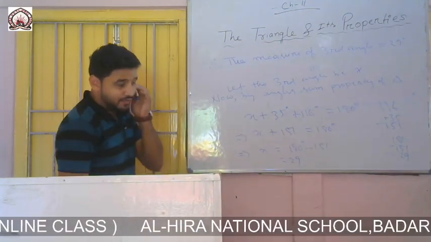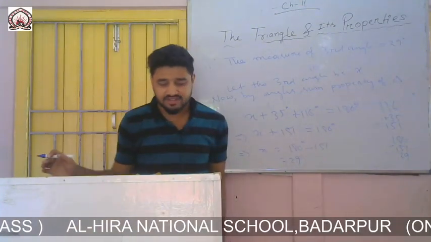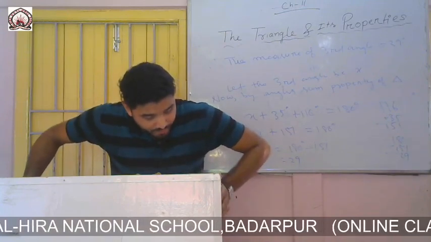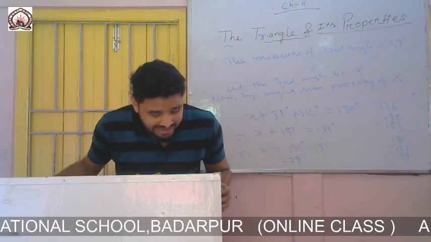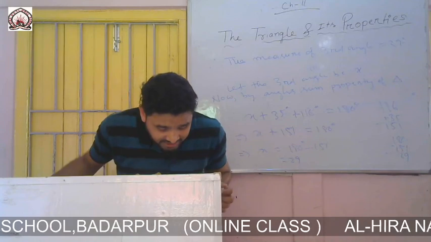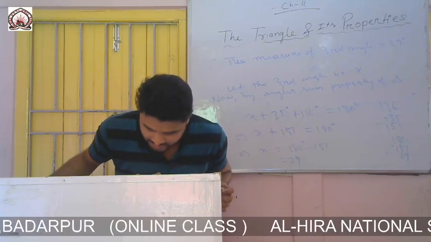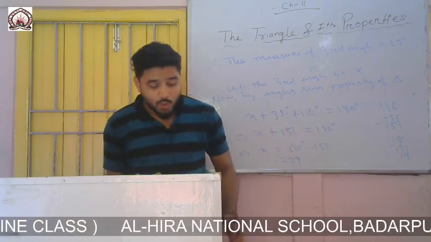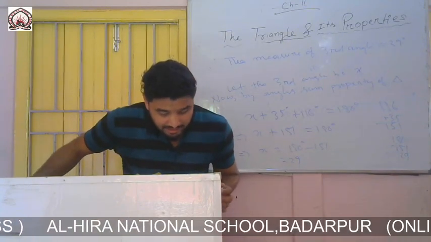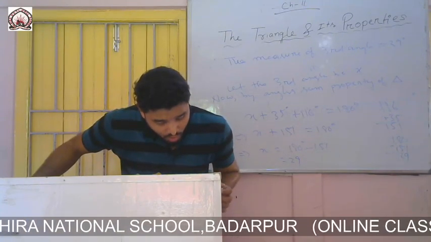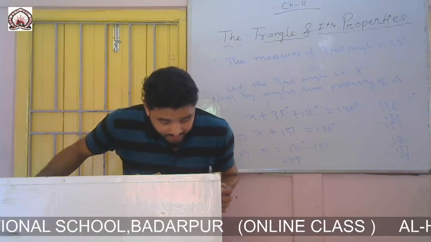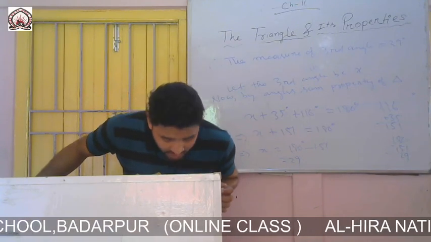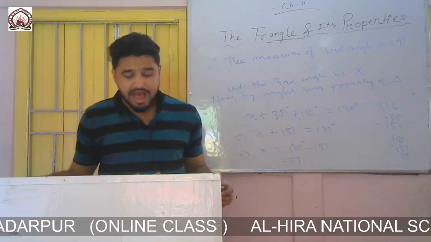Now come to question number 4. The question asks that one of the acute angles of a right triangle is 63 degree. Find the other acute angle.